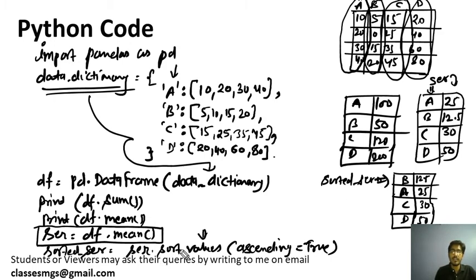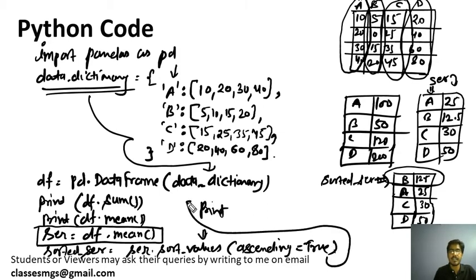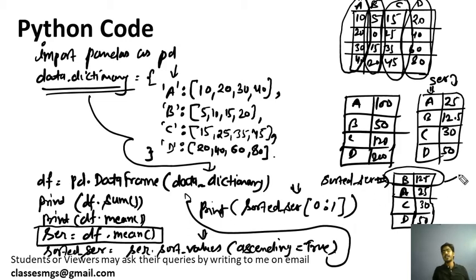Now you need to access the first element of the series. Let me write this after this line. Print the sorted_ser variable, then pass 0 colon 1. If you pass this, it will print the column which has the lowest mean.